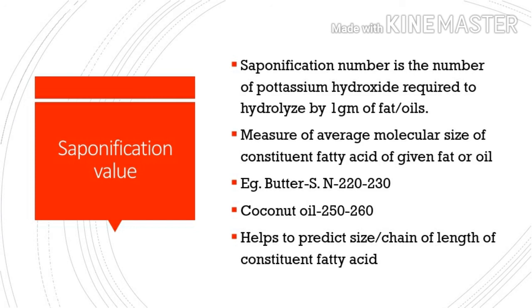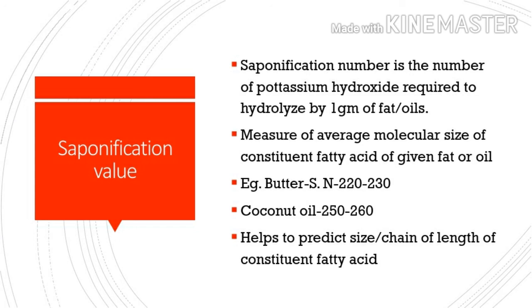Example, butter. Saponification number is around 220 to 230. But in the case of coconut oil, it is 250 to 260. It helps to predict the size and chain length of constituent fatty acid. So, saponification value is very helpful to predict the chain length of constituent fatty acid, whereas iodine number helps to find out adulteration, but in saponification we predict size and chain length of constituent fatty acid.